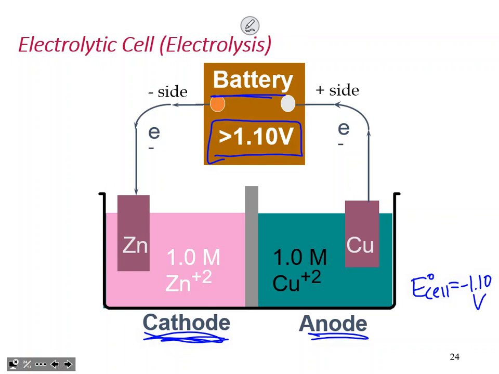Still going to follow the flow from the anode to the cathode, but now it's going this direction instead. It's going the other way because this now is the anode. This side now becomes the cathode. So once again, pay attention to the fact that if they give you a battery that does not have enough voltage to overcome the negative E cell value of the electrolytic cell, it's not going to run. So make sure that you have that down.